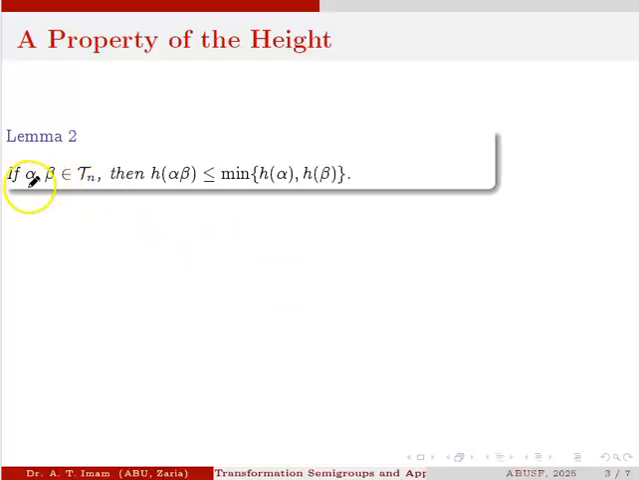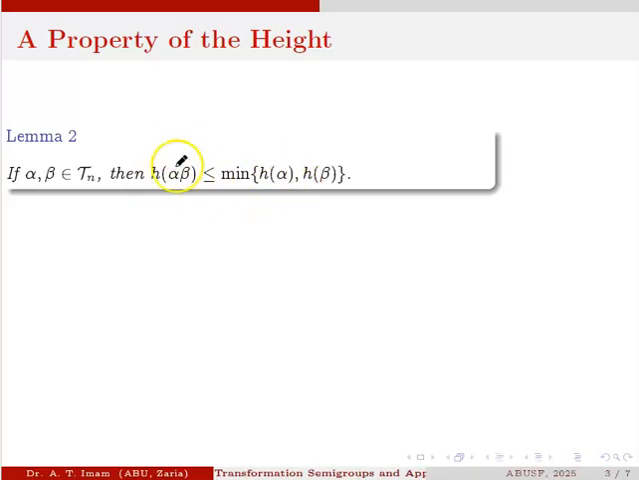So to look at a property of the height of alpha, we immediately observe that if alpha and beta are elements of Tn, then the height of the product will be less than or equal to the minimum of the height of alpha and the height of beta. In other words, if you compose any two maps, the height will always go down. So you cannot have the height of a product being greater than the height of any one of the factors.